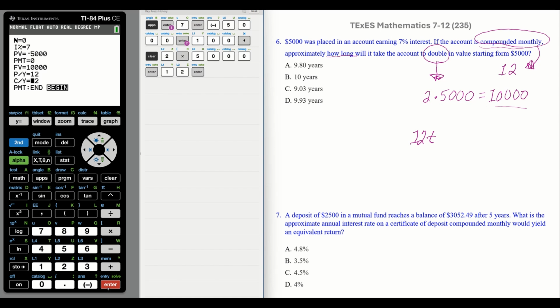So now we need to deal with, when is that payment of importance to us? Are we looking at the beginning or the end? Well, actually, we're looking at the end. We're looking at the time at the end. So we need to push end.